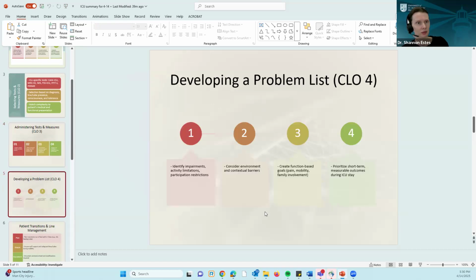Your problem list, this is your ICF model. This is going through your ICF model. What are their impairments? What are their activity limitations, participation restrictions, environmental and psychological or social barriers, or even positive factors that might influence what you're doing?